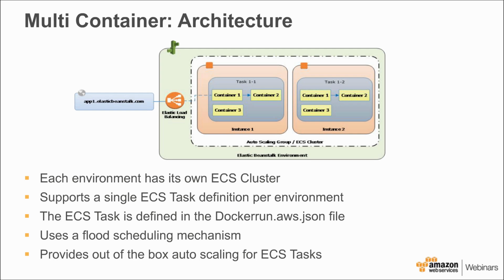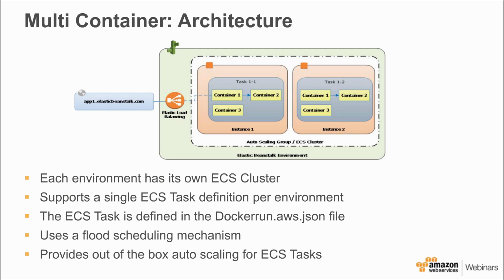But in general, each cluster will get a single ECS task definition. So that dockerrun.aws.json file gets parsed and turned into a task definition and then spun up on the cluster. That cluster can contain multiple instances, and each instance will have the same task placed on it. So if you have maybe 3 containers defined in your dockerrun.aws.json file, like in this example here, all 3 containers will be placed in the same task on the same instance, and then you'd have multiple iterations of that same set of containers on each instance.